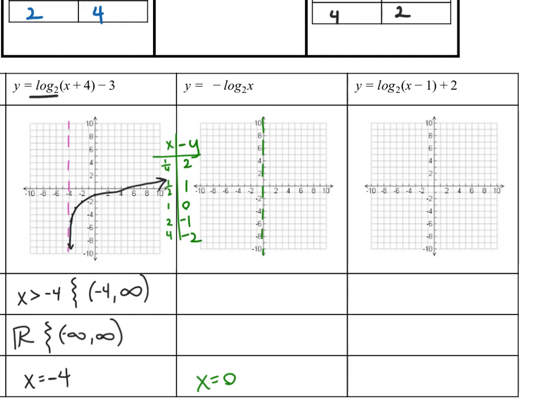And then I'm just going to graph this. Let's change it to black again. 1/4, 2. Somewhere like there. 1/2, 1. Somewhere like there. 1, 0. I have that. 2, negative 1. And then 4, negative 2. Keep on going. I'm just going to sketch this in. And then I know this is my asymptote, so it's going to approach it, just like that.